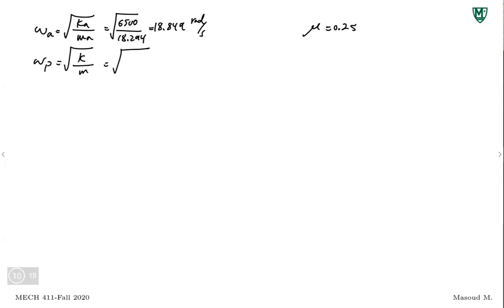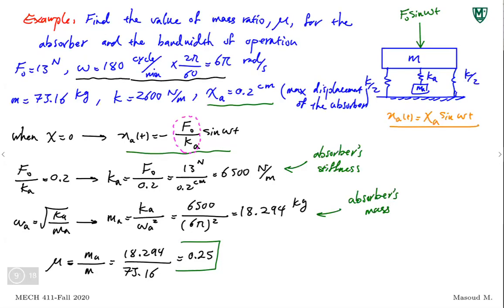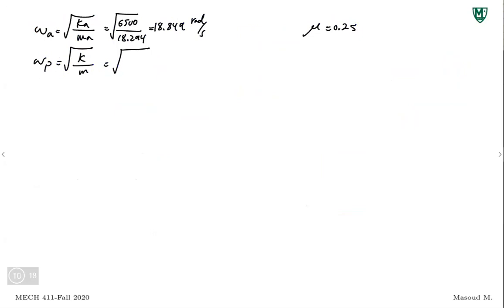And to find omega P, the square root of K over M, well, these are given in the problem. K is 2600 and M is 73.16. So the square root of 2600 over 73.16 gives you 5.96 radian per second. And we had mu from before.